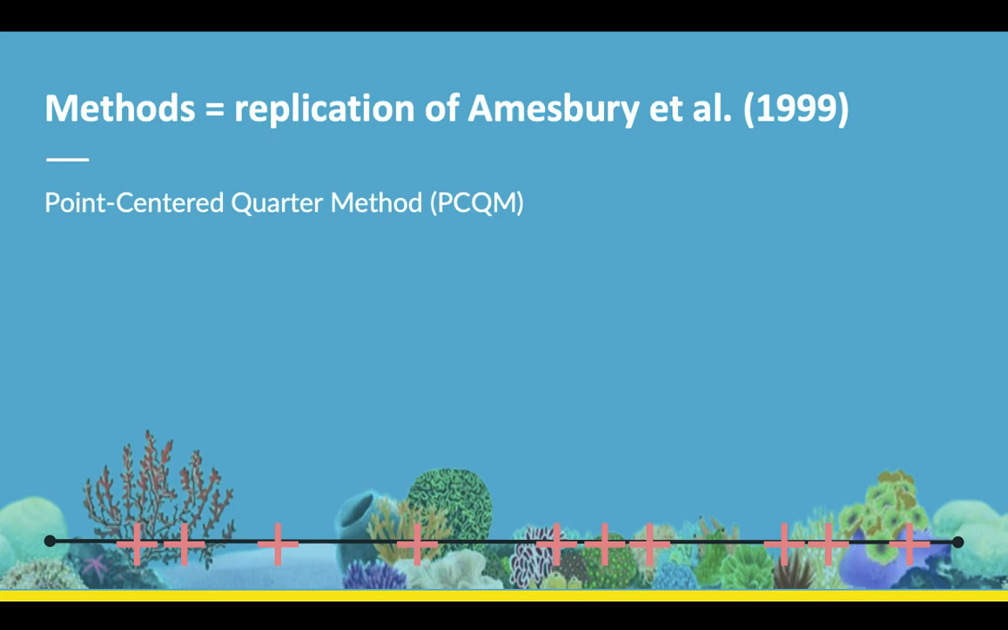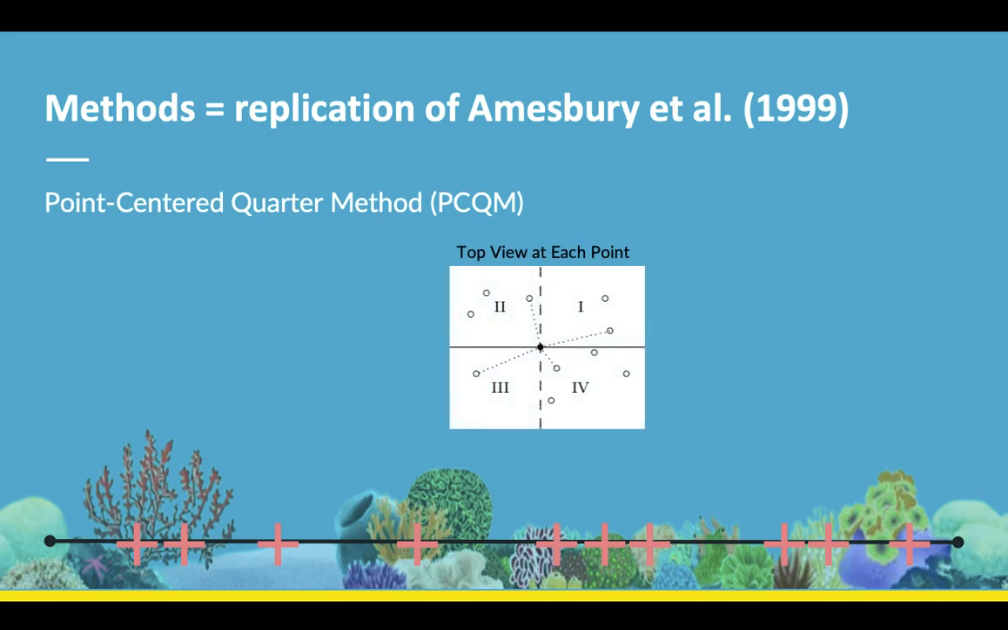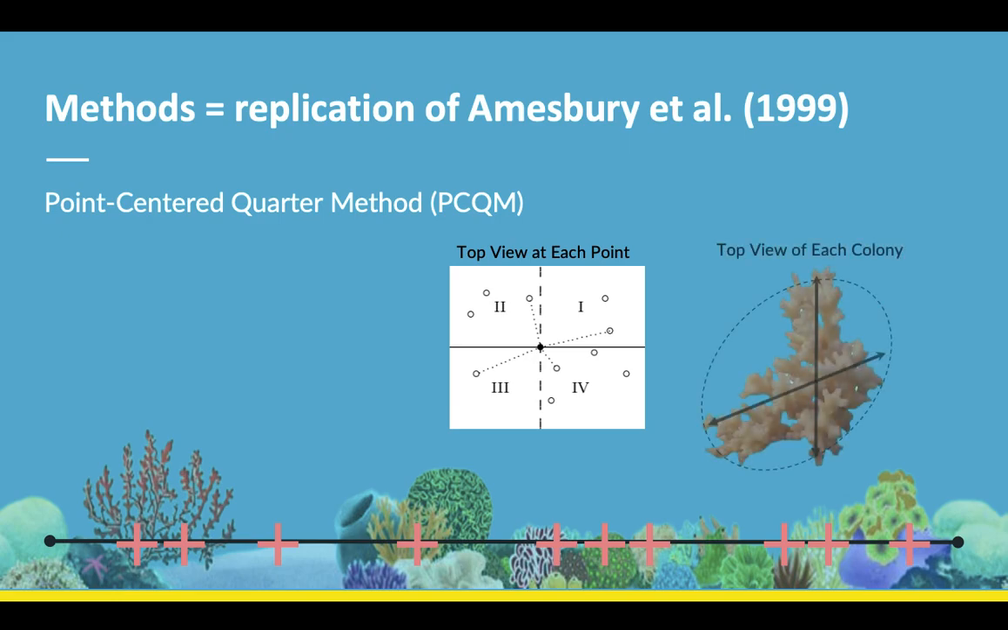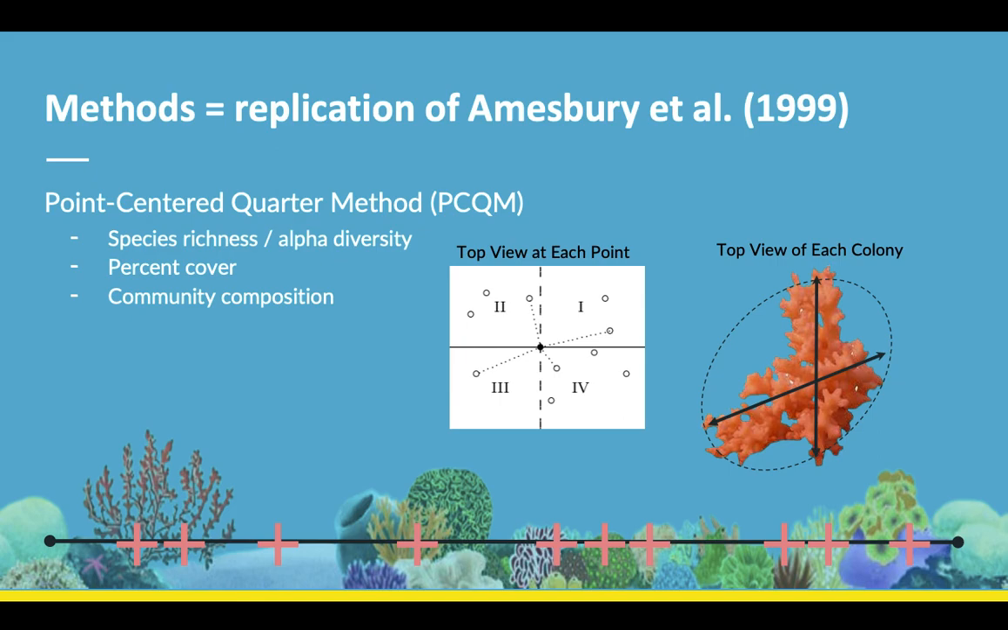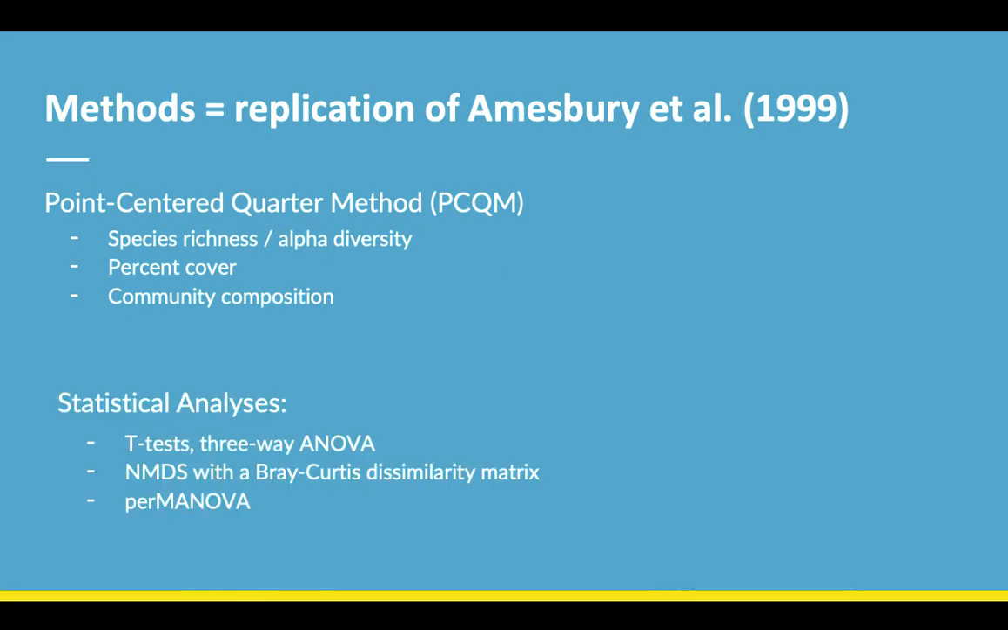But what they did in 99 was lay out a transect with a bunch of random points overlaid on top of it, and then at each of those points, they measured the distance from the nearest coral colony to that center point, and then they measured basically the length and the width of each colony to get an estimate of size of each coral colony. From there, you can extrapolate species richness, percent cover, and community composition, which is basically what I did, and then you do a bunch of stats to analyze your data.